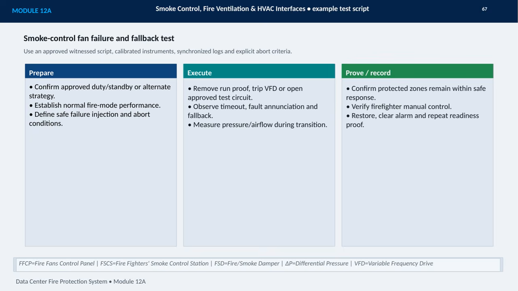I would confirm that protected zones remain within the required safe response, verify firefighter manual control at the FSCS, then restore the system, clear the alarm, and repeat the readiness proof. Every action should be supported by an approved witness script, calibrated instruments, synchronized logs, and explicit stop criteria.